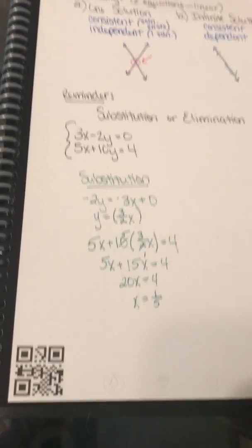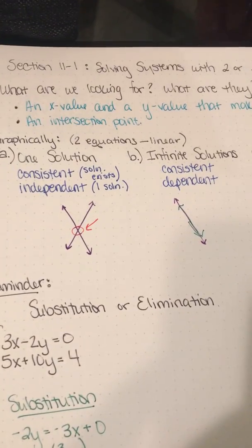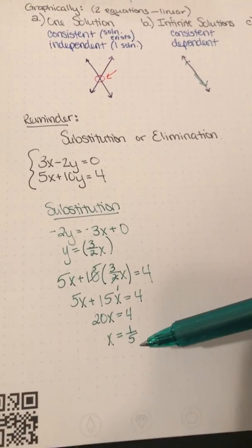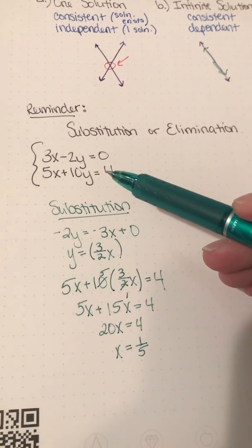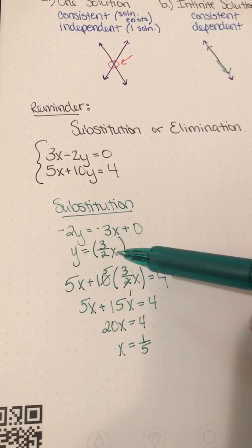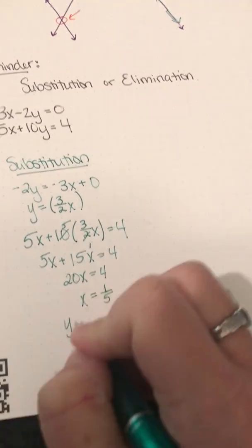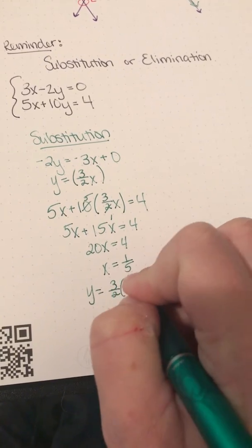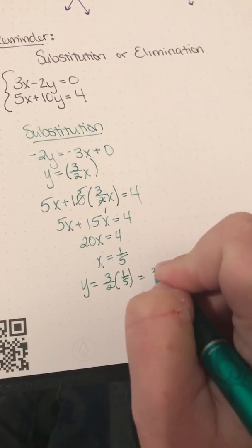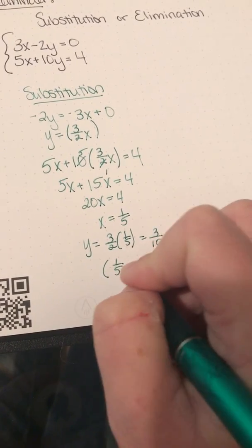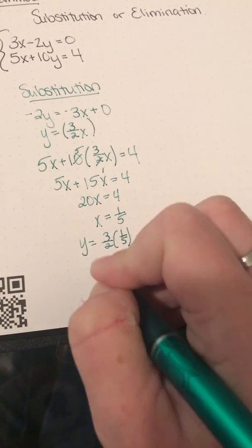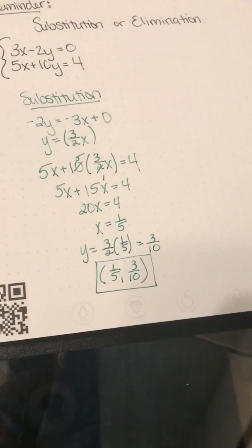But you're not done, because remember up here, we're looking for the intersection point. So I'm going to take the 1/5 and substitute it back into the first or the second equation, or even the y equals 3/2 x. So in substituting it in, 3/2 times 1/5, I get 3/10. Make sure, since you are finding an intersection point, that you write it as such: x comma y. Yay!